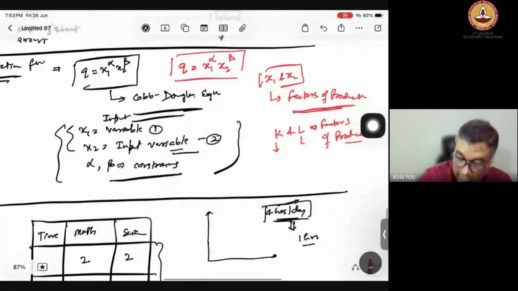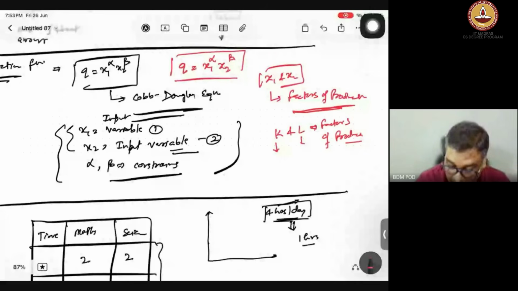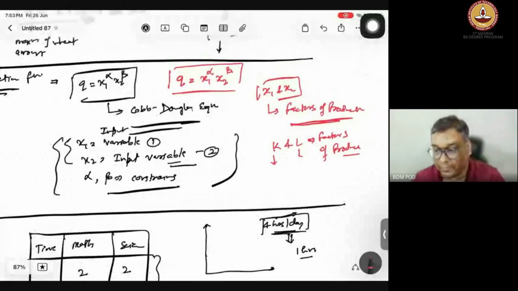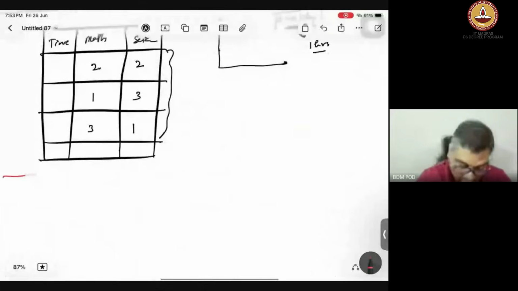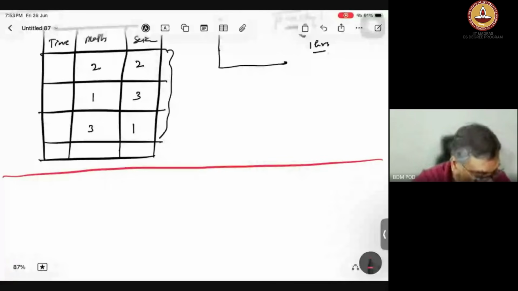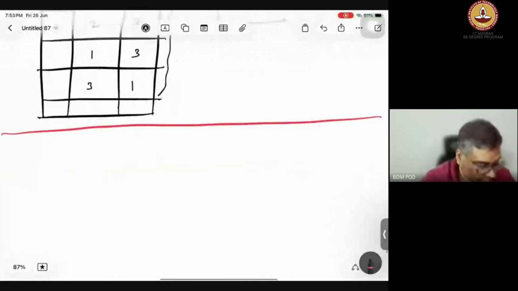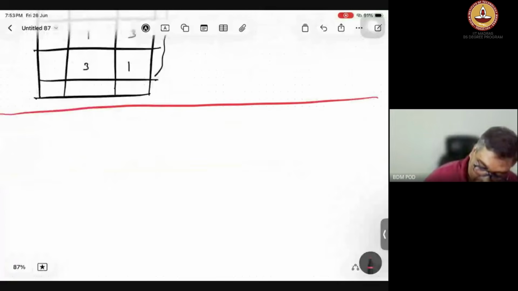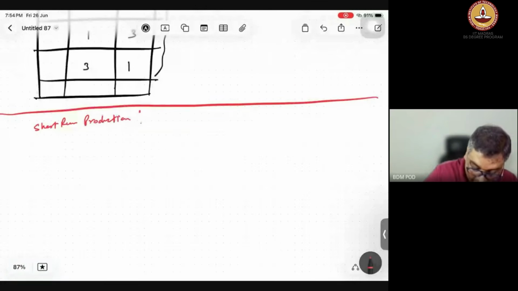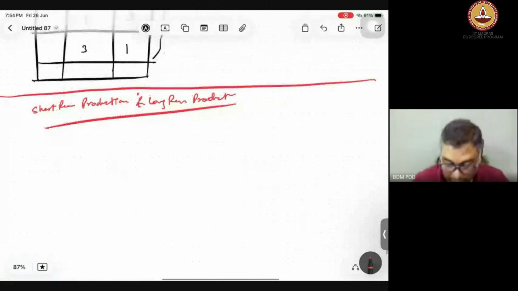Okay, fine. Now I'm going to explain with the help of an example. Before that, I'll start the topic: short run production and long run production. So what do you mean by short run production?